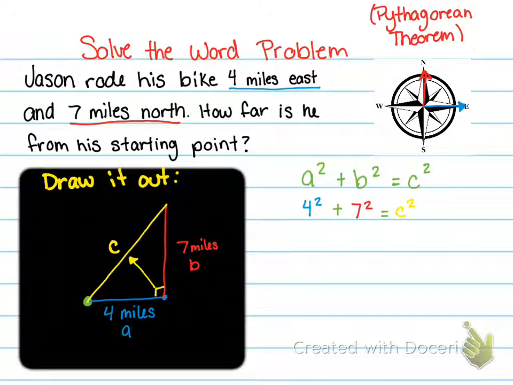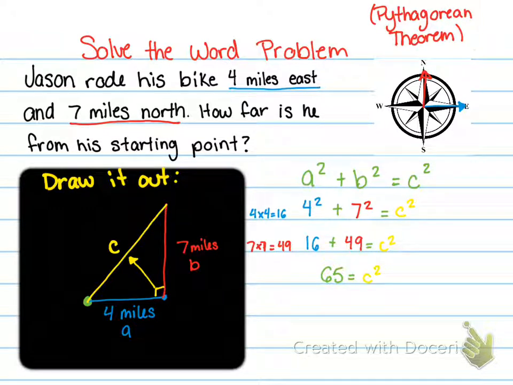So we're going to start with 4 squared. That is the same as saying 4 times 4, which is 16. So we're going to replace that with 16 plus, then we're going to do 7 squared, which is the same as 7 times 7, which gives us 49. So we're going to fill that in there. Equals, and then c squared is going to stay the same because we cannot do anything with that yet. Now we're going to add those two numbers together. So 16 plus 49 gives us 65 equals, and then we still have the c squared there.